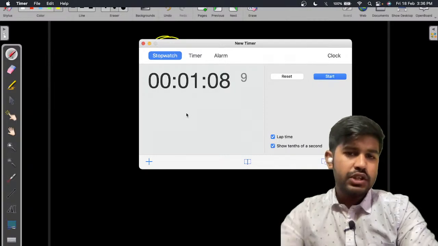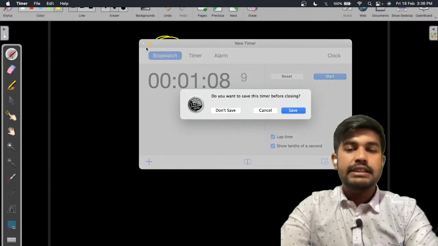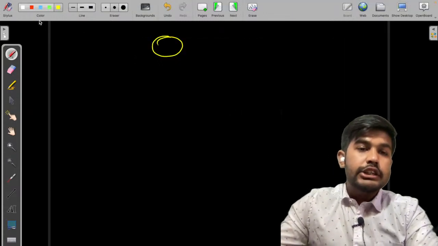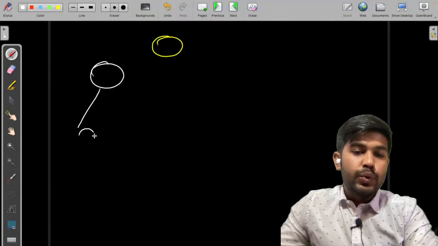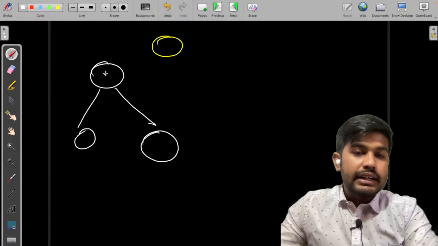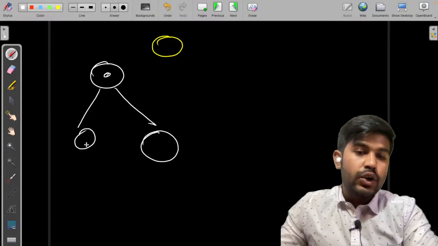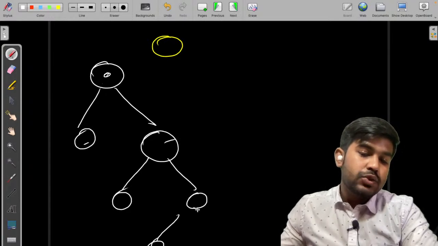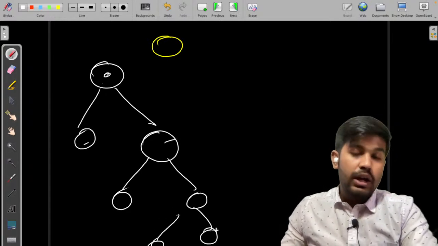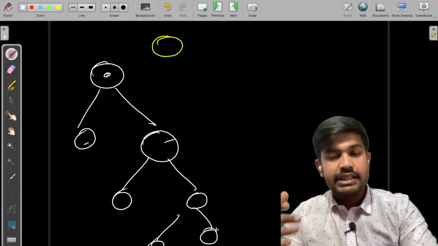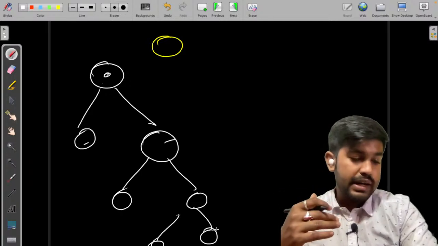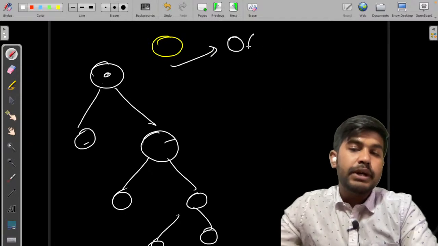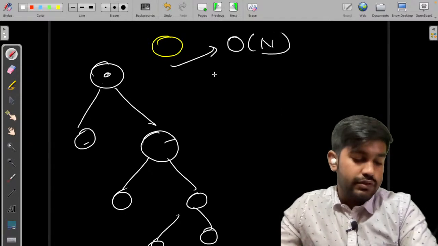So let us quickly discuss the time complexity of this also. Basically we are not doing anything but traversing over the left and the right. This is going down, then this is going down, and we are reaching a base case, hitting the base case, and then we are coming back. We are not doing any other things. So basically this is big O of n, as we are traversing on each of these.